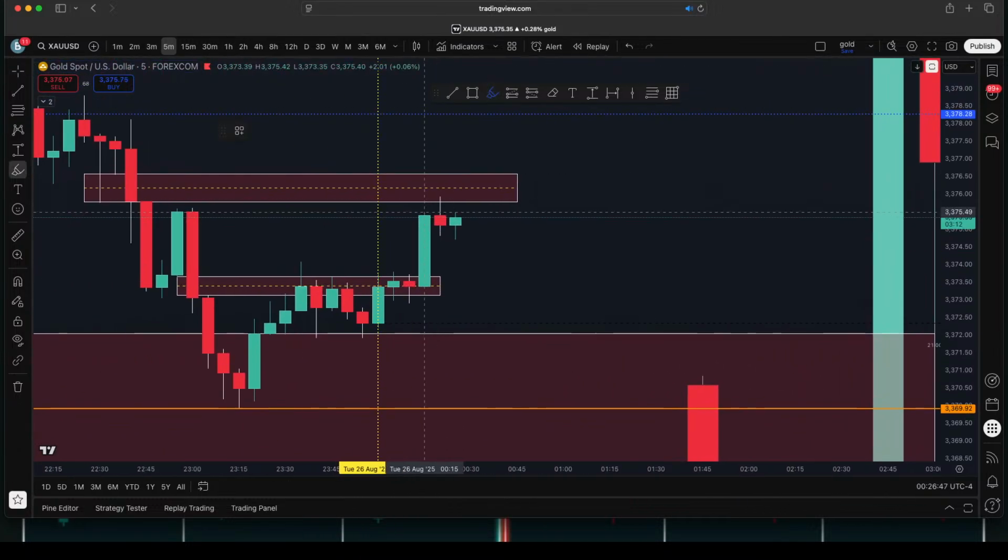So what usually happens is the break of here is the way it goes, but it broke the low and now it's breaking the high. So let's see if it keeps going.